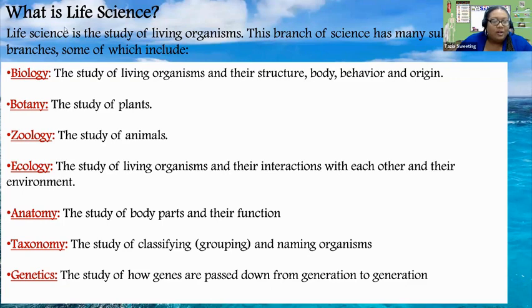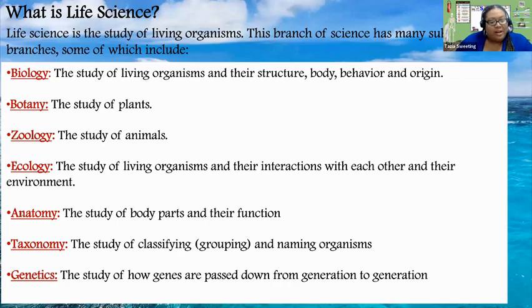All right, so again, life science is all about studying life, all about studying things that are living. In this main branch of science, we look at biology, the study of a living organism and its body and behavior. Botany, the study of plants. Zoology, animals we study. Ecology, the study of living organisms and how they behave in their environment.